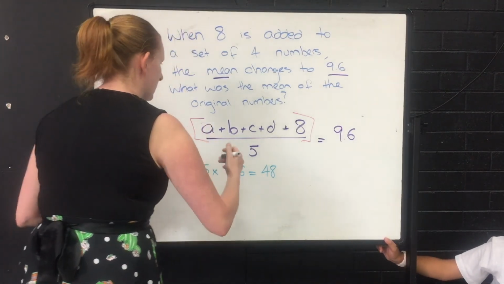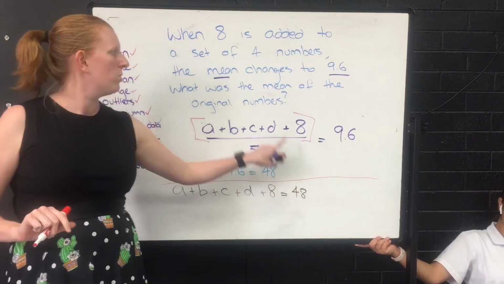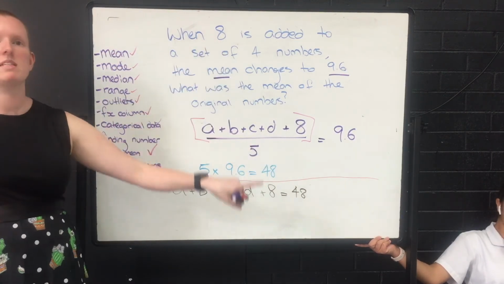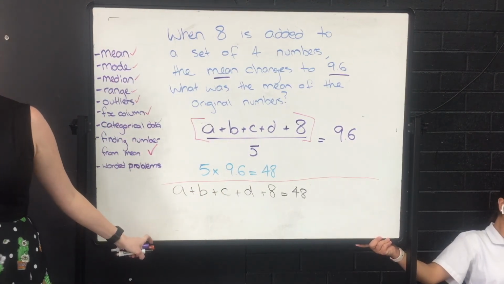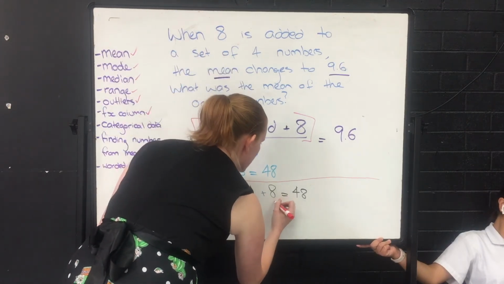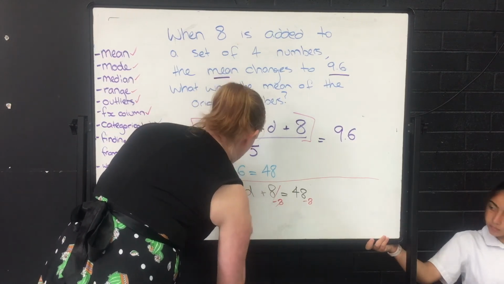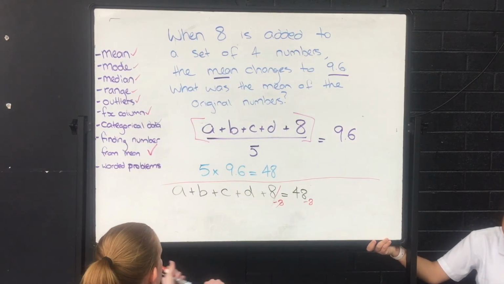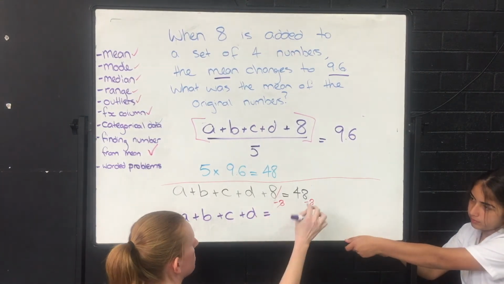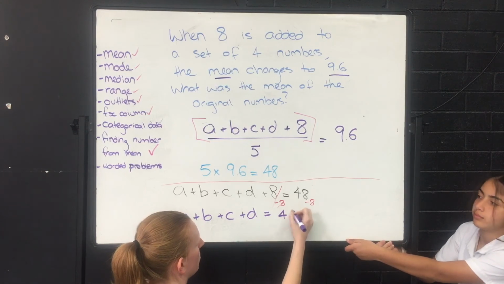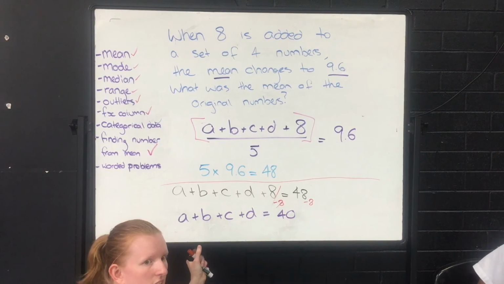So let me rewrite that down here. So, when I add them all up, I get 48. But I want to find out what they added to before 8 was added. So what should I do to get rid of 8? I'm going to take 8 away. So I'm going to minus 8 from here, and I'm going to minus 8 from here. So that crosses that off. And what that means is now I'm left with A plus B plus C plus D equal to 48 minus 8, which is 40. So that means the mystery numbers, when I add them up, I get 40.